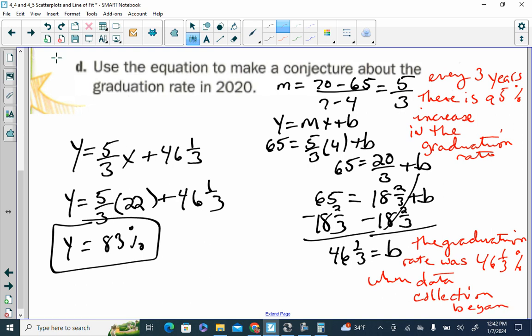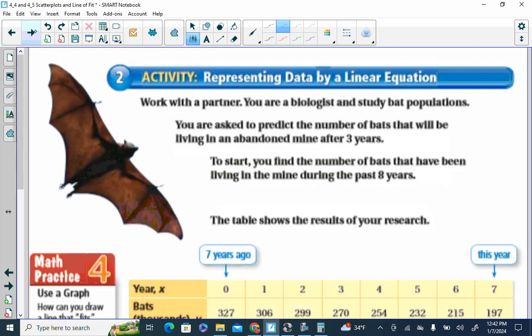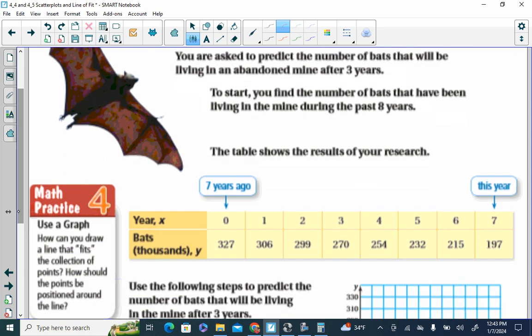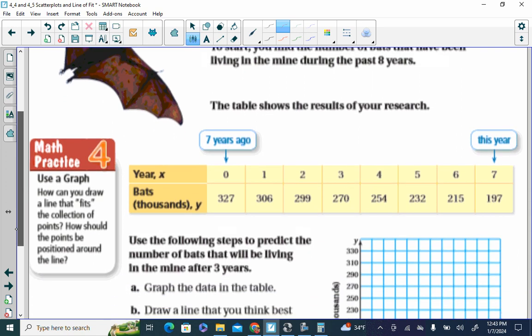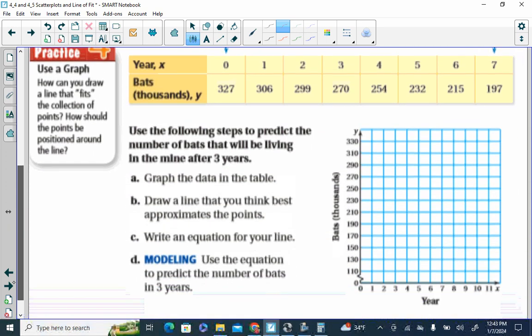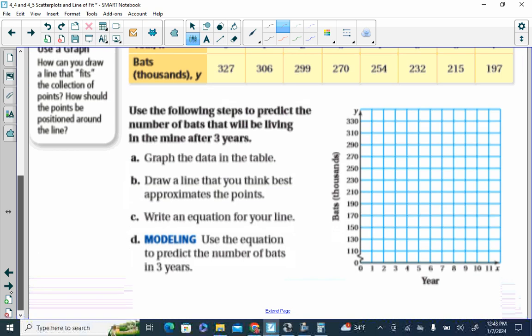Alright. Next problem. So we have our bat. Right. It says you're asked to predict the number of bats that will be living in an abandoned mine after 3 years. To start, you find the number of bats that have been living in the mine during the past 8 years. So we're given the data in the table. Part A, graph the data. Part B, draw the line of best fit.